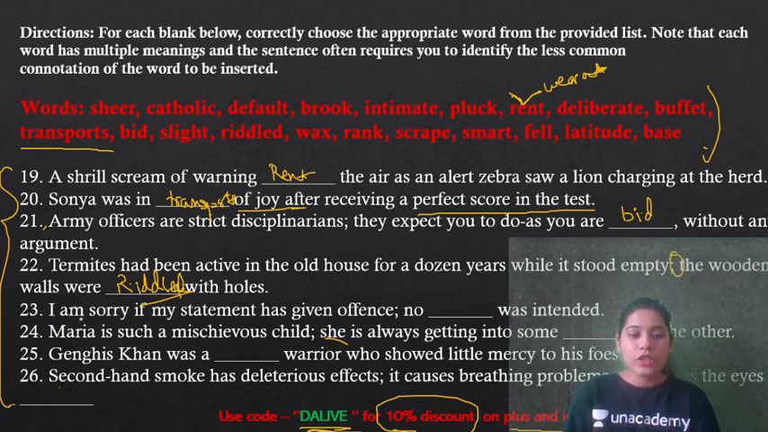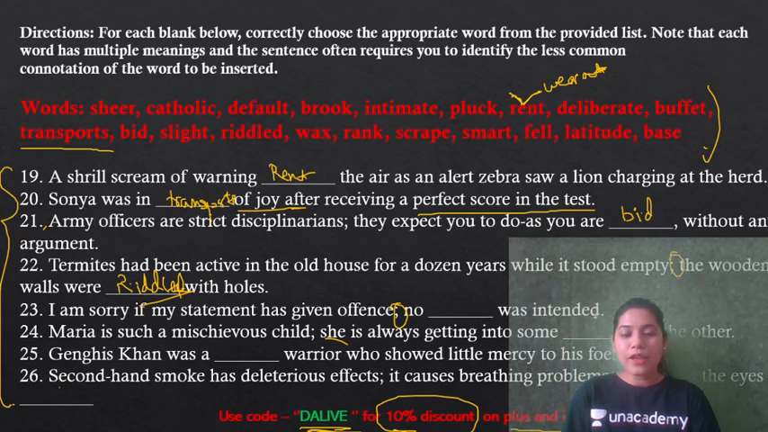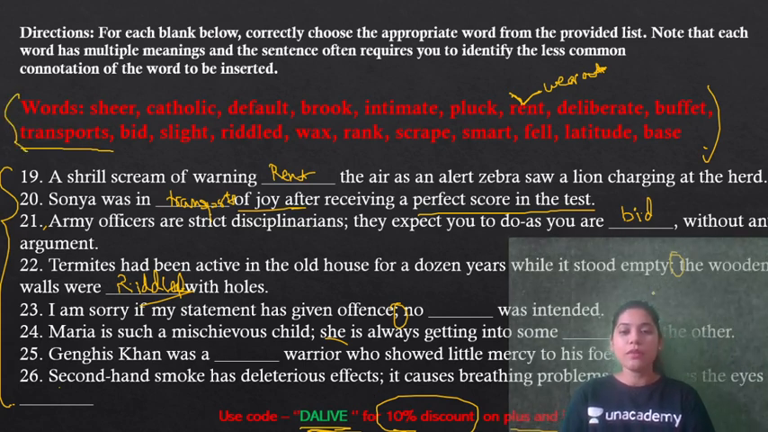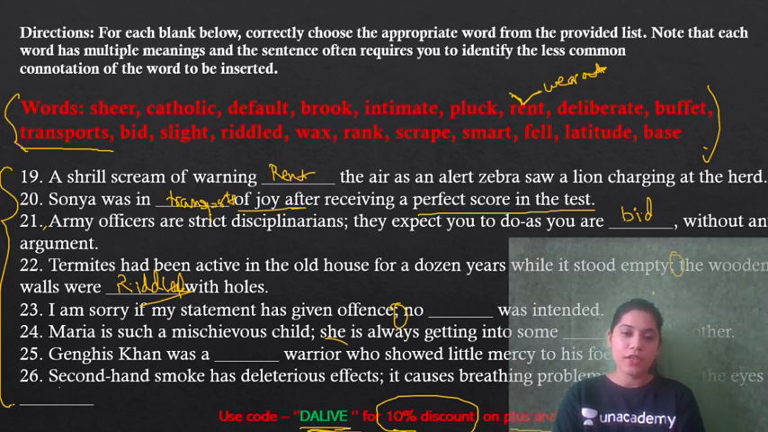All right, now question number 23. I'm sorry if my statement has given offense. No dash was intended, means no insult was intended, right? So look at these words, and tell me what will fit the blank. Five seconds, ten seconds to think.